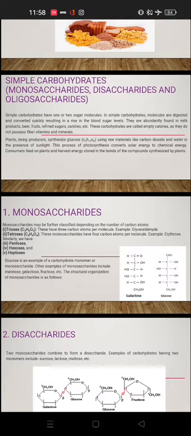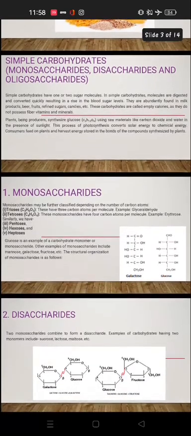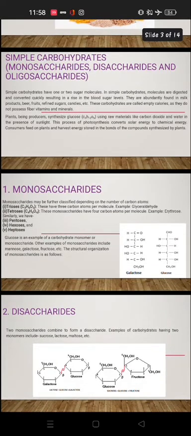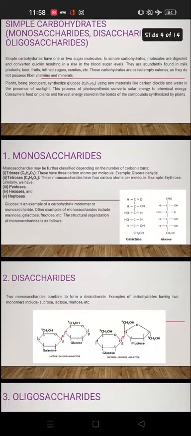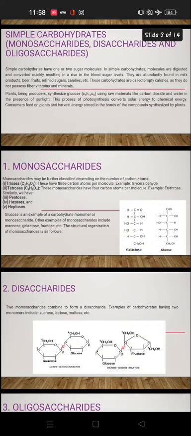Plants synthesize glucose using raw materials like carbon dioxide and water in the presence of sunlight. This process of photosynthesis converts solar energy to chemical energy. There are three types of simple carbohydrates. First is monosaccharides, second is disaccharides, and third is oligosaccharides.